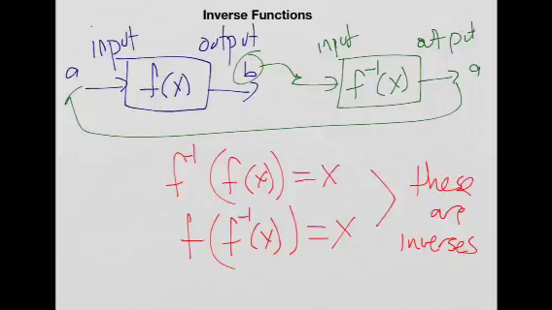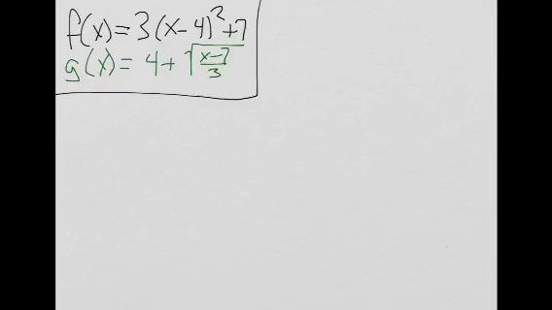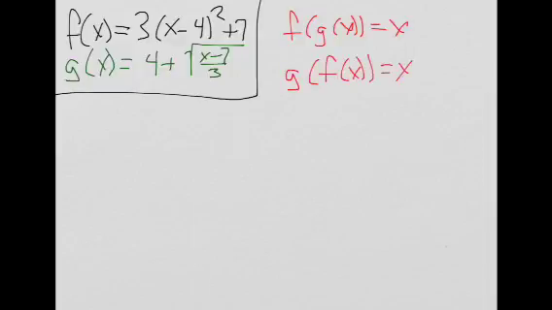So let's look at a couple of examples. Let's start with these two functions. I have f of x is 3 times (x minus 4) squared plus 7, and g of x is 4 plus the square root of (x minus 7) over 3. And I want to prove these are inverses. So to prove these are inverses, I want to show that f of g of x equals x, and that g of f of x equals x.